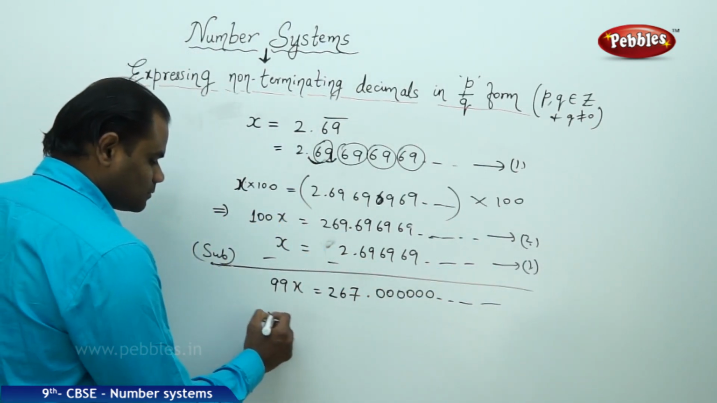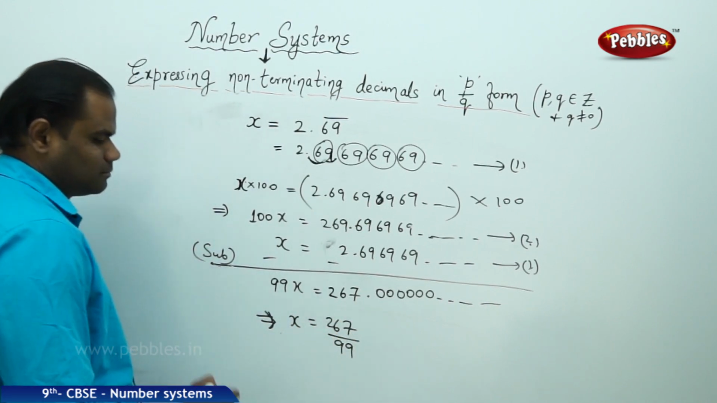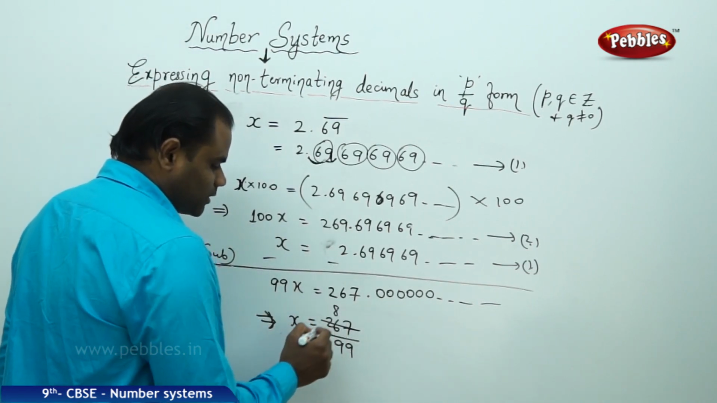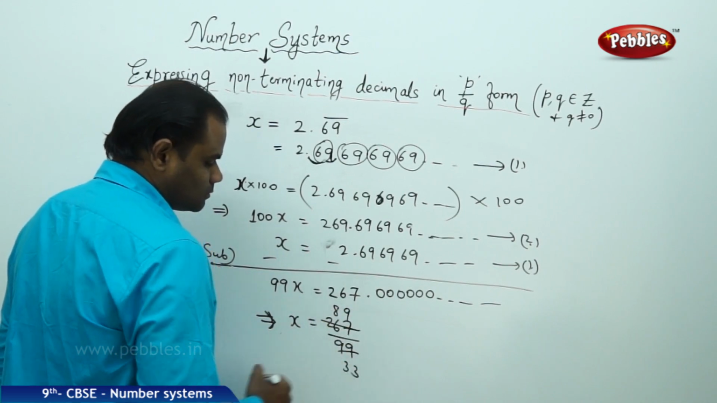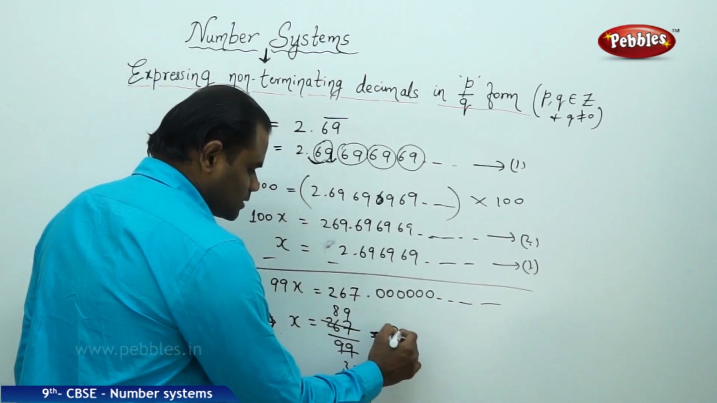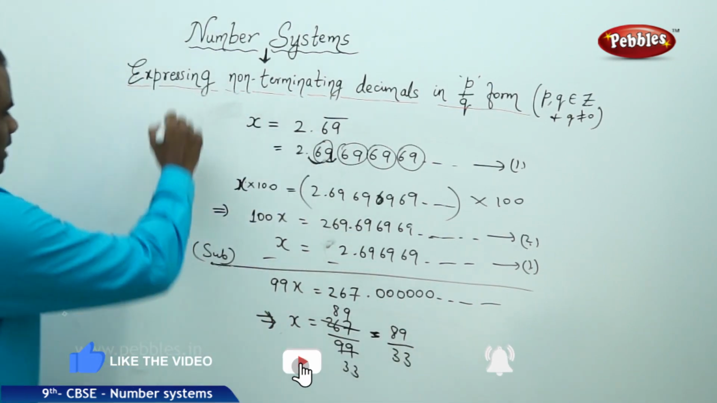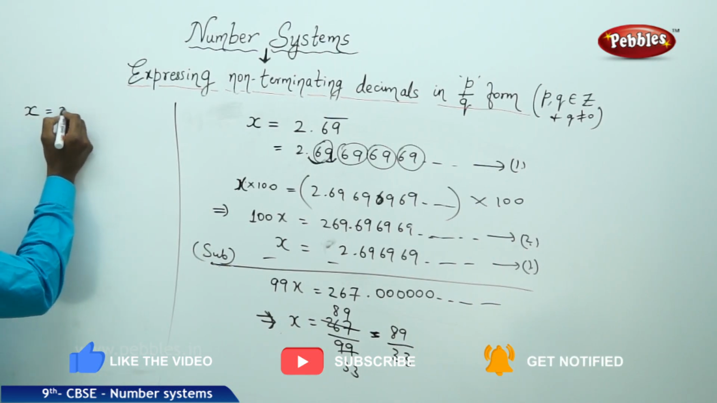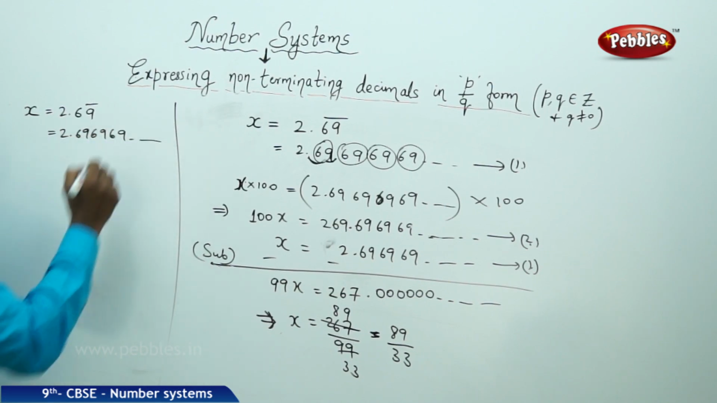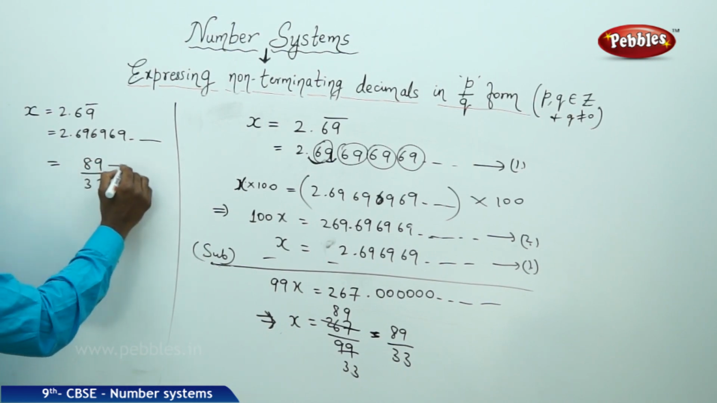So I get this to be x equals 267 by 99, and I can further simplify this: 3 8s are 24, 3 9s are 27, and 3 33s are 99. Therefore, the most simplified answer for this is 89 over 33. Therefore, my representation of 2.69 bar, which is a non-terminating decimal which repeats 696969, can be written in the rational form as 89 over 33.